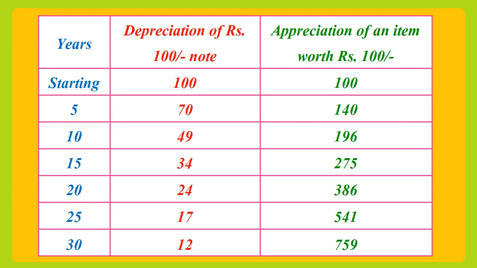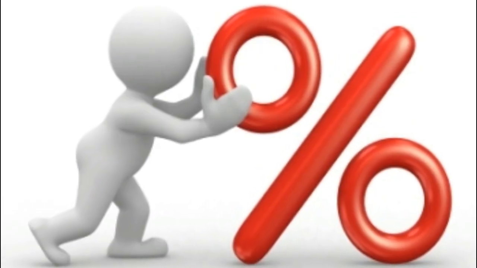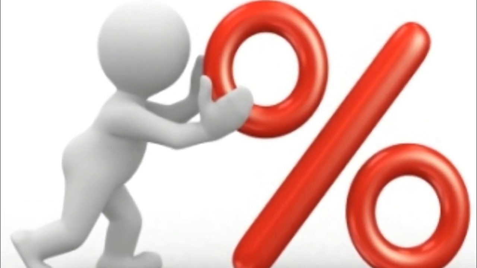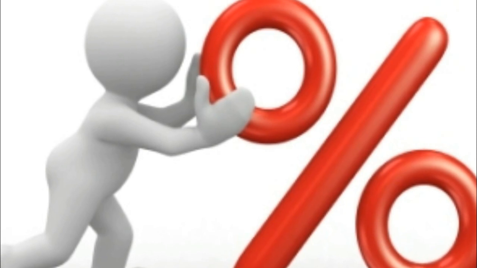After 30 years your 100 rupees will be worth 12. But the item bought for 100 rupees has to be bought at 759 rupees. That means if the inflation rate increases from 5 to 7%, after 30 years the product bought at 431 will have to be bought at 759. Now think, what if this inflation increases to 8%, 9%, 10%?